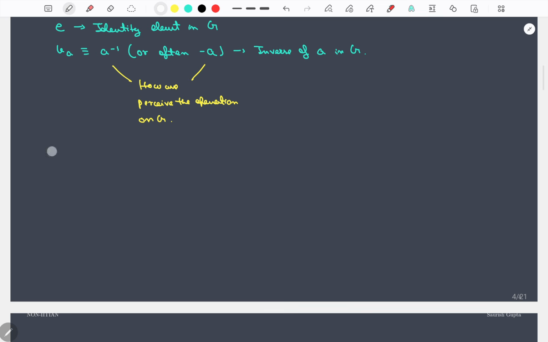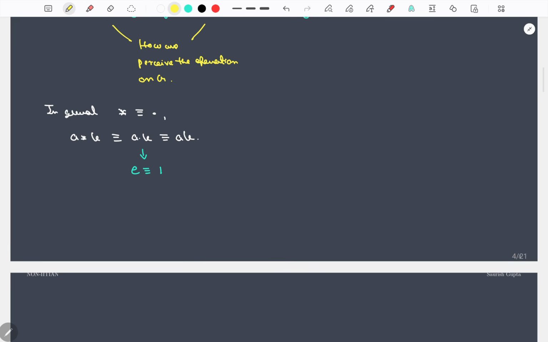In general, this star is perceived as a dot, as you do in multiplication. So A star B is perceived as A dot B, more easily perceived as AB. And in that case, once you perceive this as A inverse, E is conventionally denoted as 1. Are you getting my point? Because in our general notion, we know that A times A inverse is 1 with respect to the usual multiplication. So that is the convention we generalize to any group when we are dealing with an abstract group.